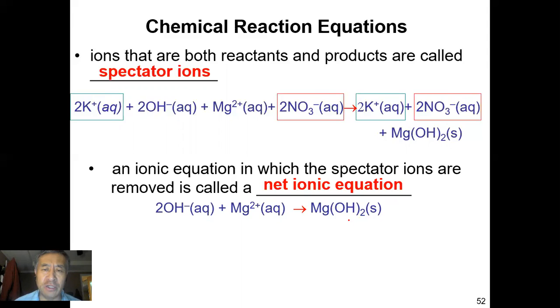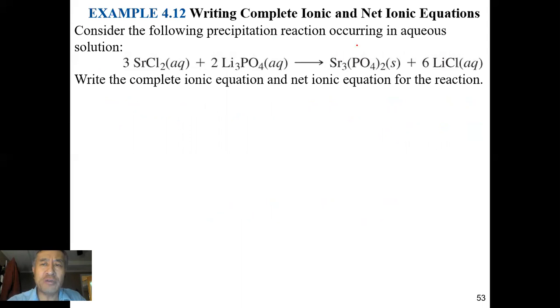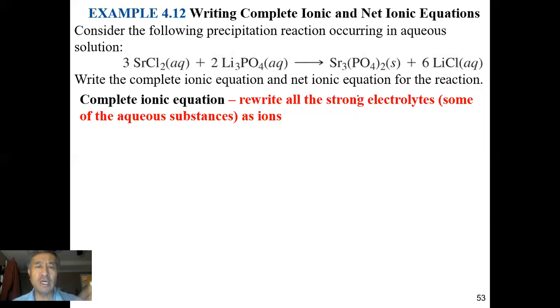Consider the following precipitation reaction occurring in aqueous solution: 3 strontium chloride aqueous plus 2 lithium phosphate produce strontium phosphate solid and lithium chloride aqueous. What you want to do is write the complete ionic equation and also the net ionic equation. To get the complete ionic equation from the molecular equation, you remember to rewrite all the strong electrolytes, which means those aqueous substances, as ions.